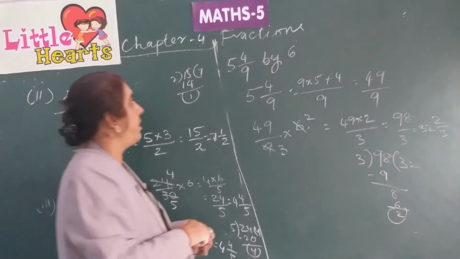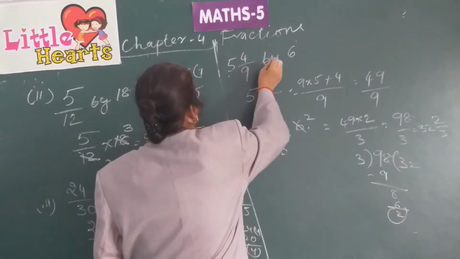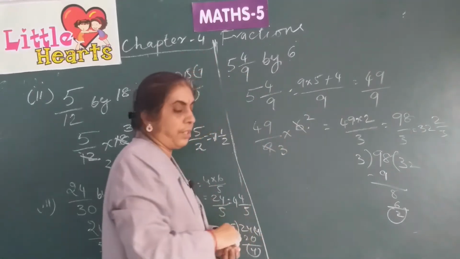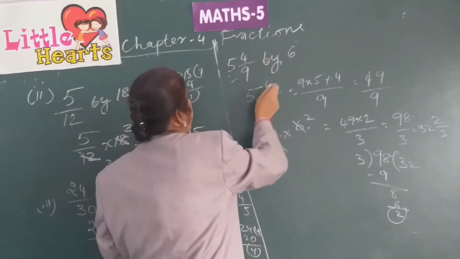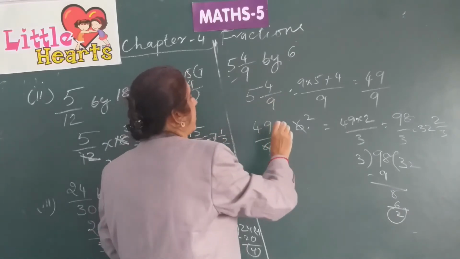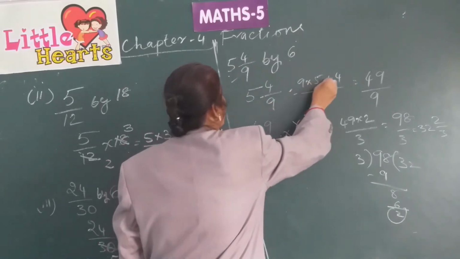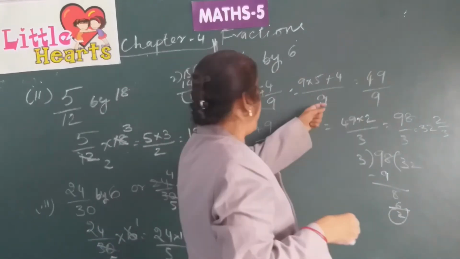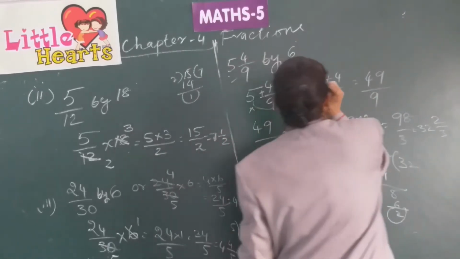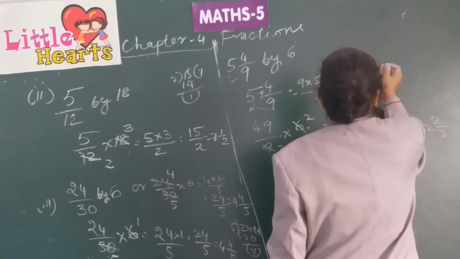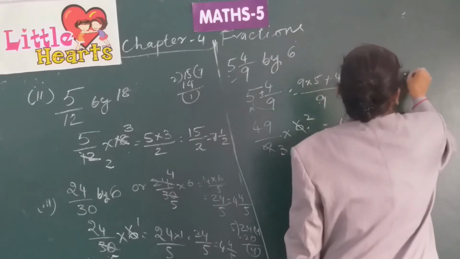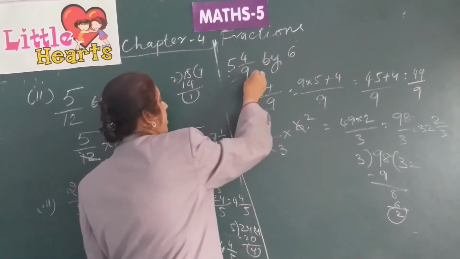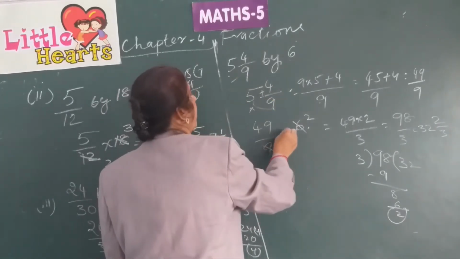Now find the product of 5 4 by 9 and 6. Multiply 5 4 by 9 by 6. First thing you need to do is convert this into an improper fraction. 9 into 5 plus 4 by 9. Multiply these two, add the numerator and keep the denominator as it is. So 9 5s are 45 plus 4, 49 by 9. Now 49 by 9 into 6.